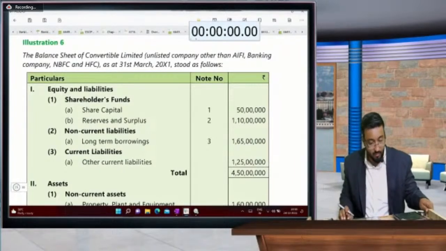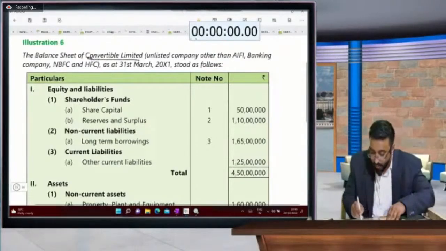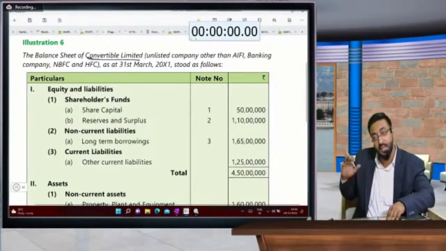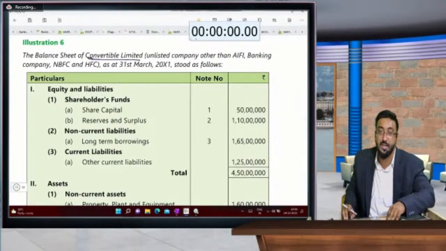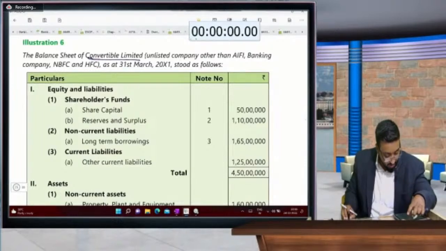Okay, the balance sheet of convertible limited. Now the name itself suggests there is something which is converting into equity shares. So today it is debentures and it is going to convert into equity shares. No problem.